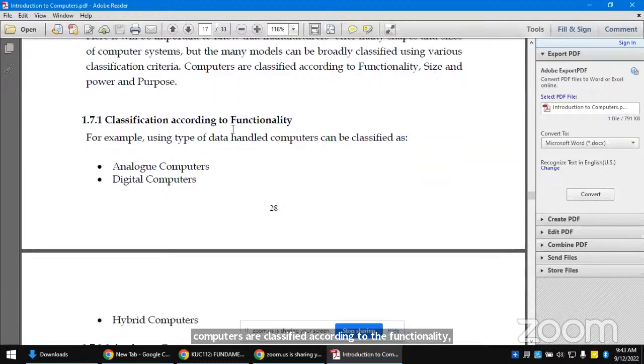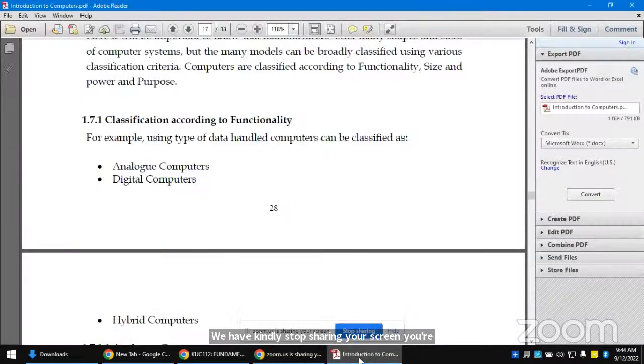So classification according to functionality, for example, using the type of data they handle. In terms of functionality, we have three types. Computers are classified according to functionality. We have three types. We have the analog computers.